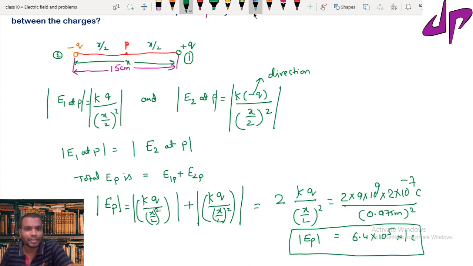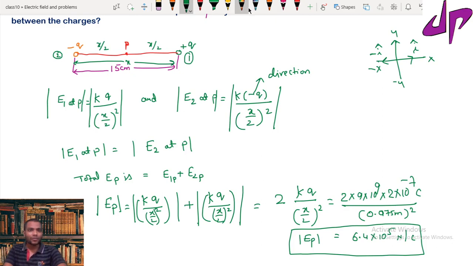Now where is the direction? To represent the direction, either you use standard notation or it's better to use vector notation. If you remember the vector notation, if you take the x-axis, this is the negative x-axis and this is the positive y-axis and the negative y-axis. Along the positive x-axis, the unit vector we will take I cap, and along the negative x-axis, the unit vector we will take as minus I cap.